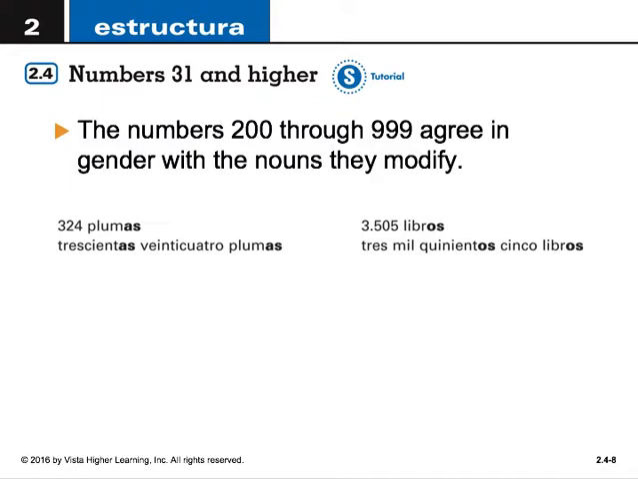The numbers 200 through 999 agree in gender with the nouns that they modify, or they have concordancia, as we say. For example, 324 plumas would be trescientas veinticuatro plumas. Trescientas because of plumas. Same thing with 3,505 libros, tres mil quinientos cinco libros. Quinientos because of libros. And it's just simply the words of the numbers.